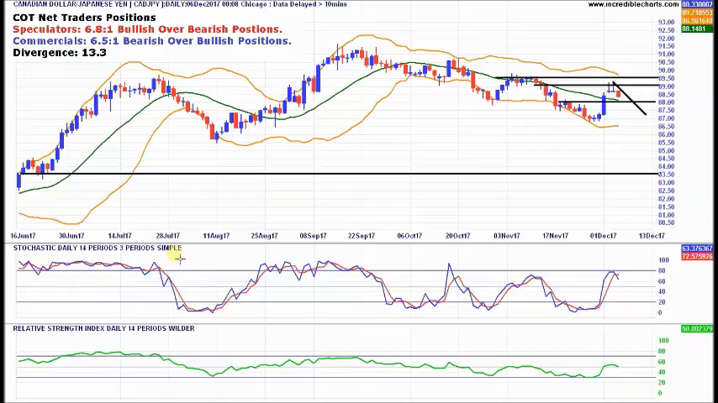We break down, nice red candle today. We should follow through to 83.50, 82, then 66. I'm bearish.